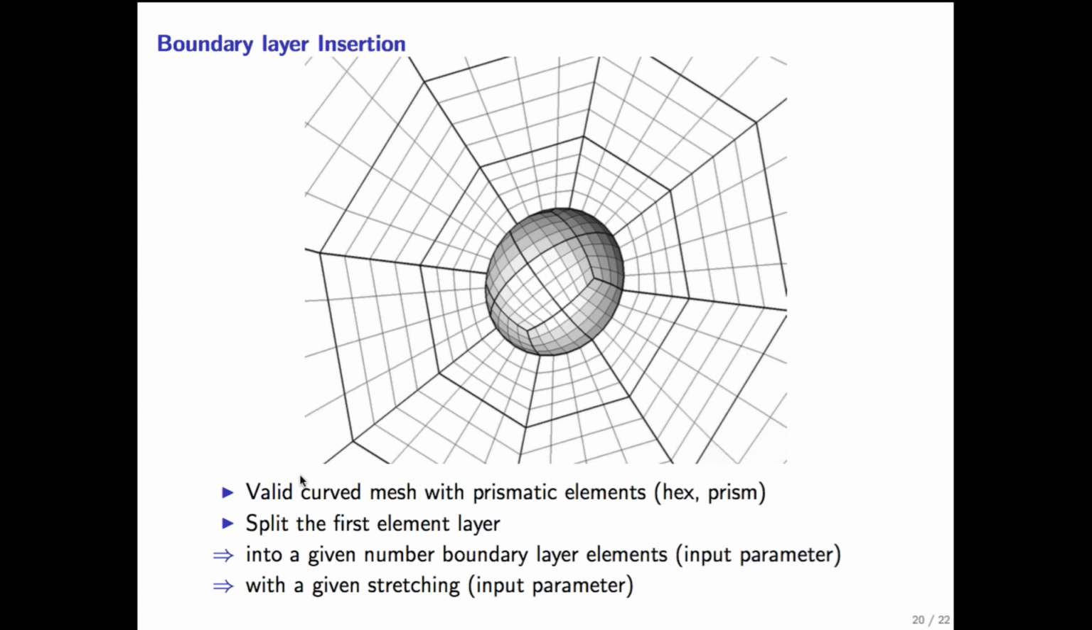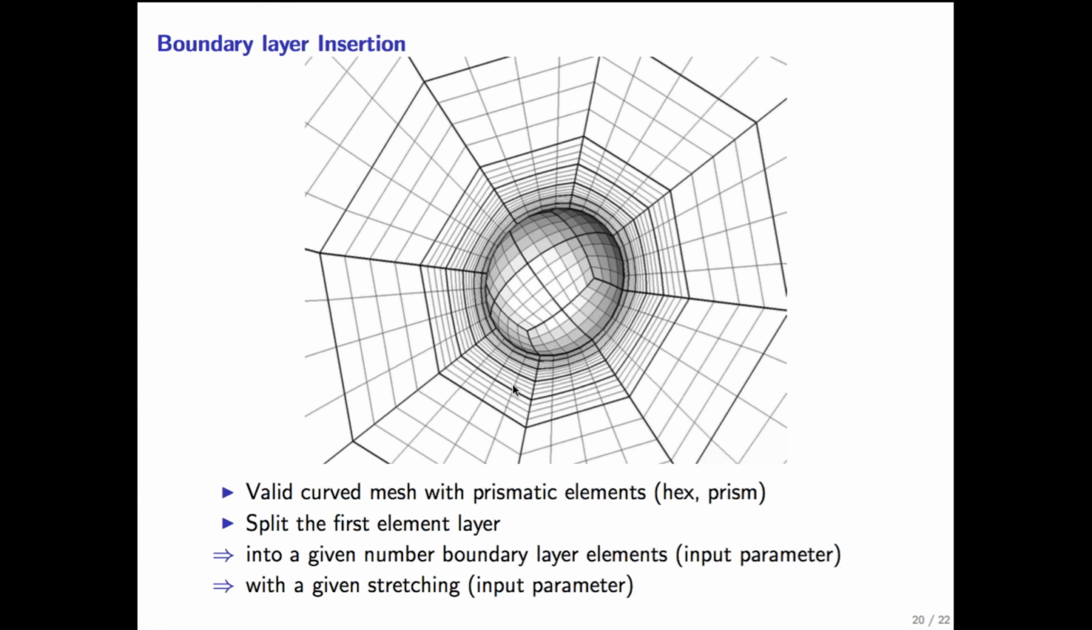This is an example of this splitting, of introducing the boundary layer afterwards. So we have a valid curved mesh, and we have hexahedrons or prisms at the boundary. Now we can split the first layer into a given number of boundary layer elements, and also with a given stretching. These are input parameters, and then we would have a valid mesh with a boundary layer.